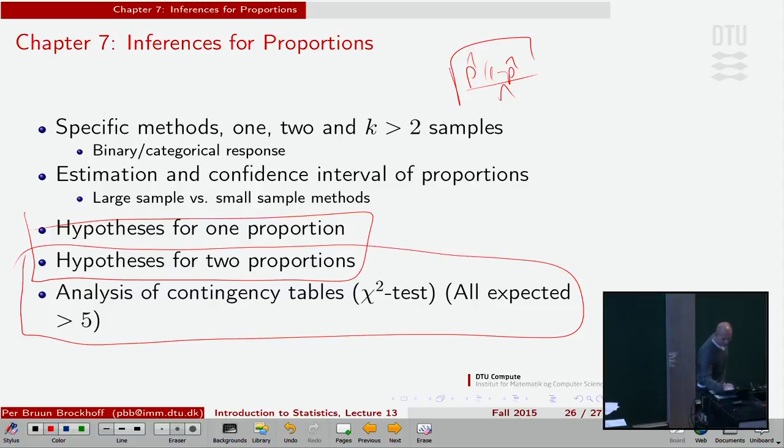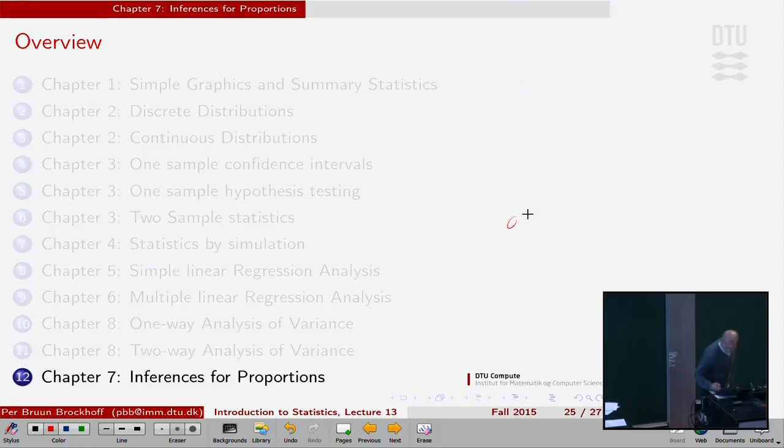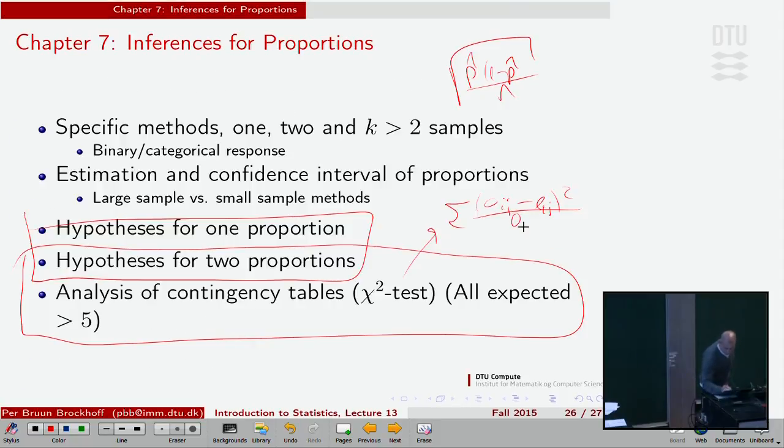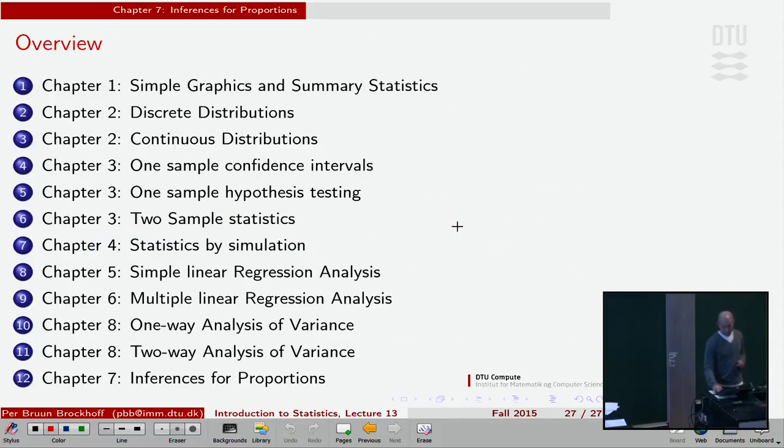And then we had this chi-square test where we basically compare observed and expected values like this. Not giving you all the details here. That can test whether we have the same sort of distributions or proportions across the different settings. That's the whole course.